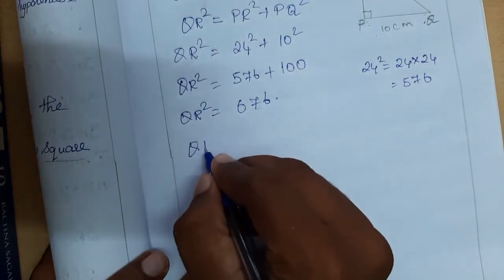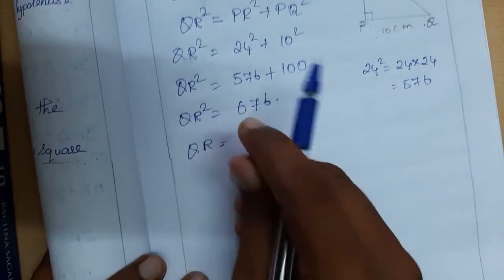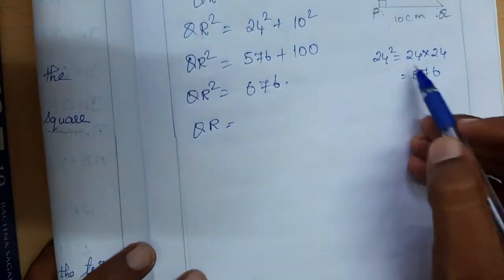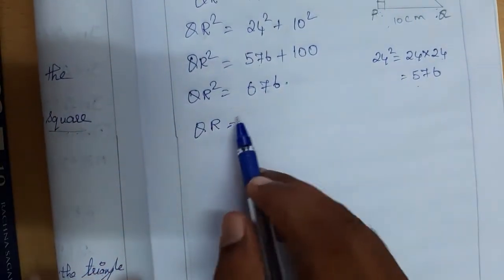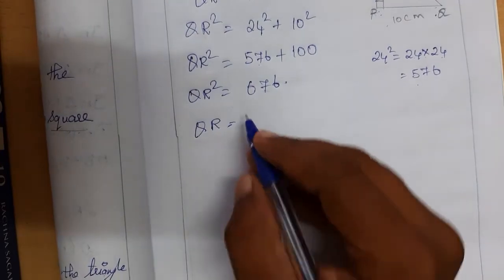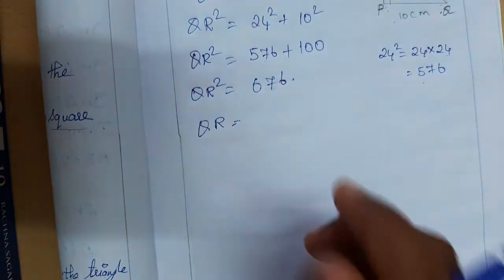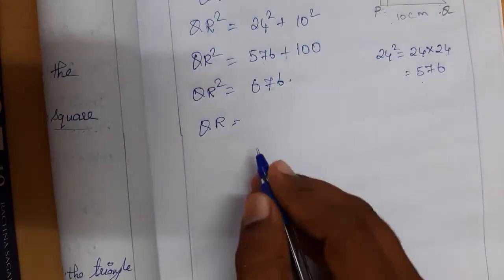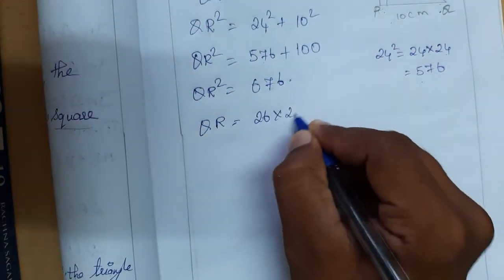So this is QR. Actually we need only QR, right? It is in the square. So just as we multiplied, we have to do the same thing for this also. We have to find the number which multiplied by itself gives 676. We will get 26 into 26, right?